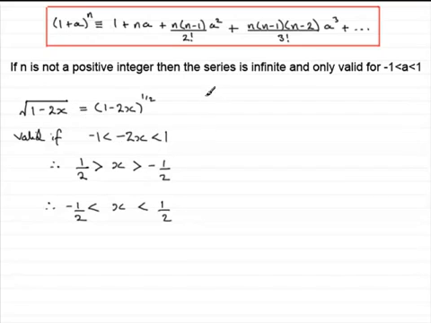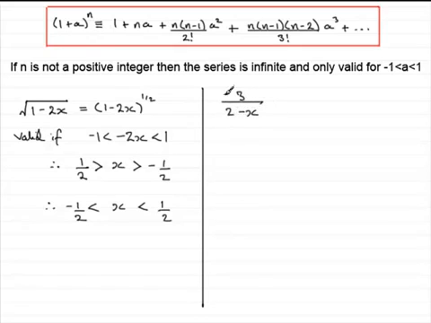Okay, let's try another example. Let's try a fractional one. Let's suppose we had something like 3 over 2 minus x. If we had this kind of term to expand as a binomial expansion, we would need to bring the 2 minus x up to the top: 3 bracket 2 minus x, to the power -1.